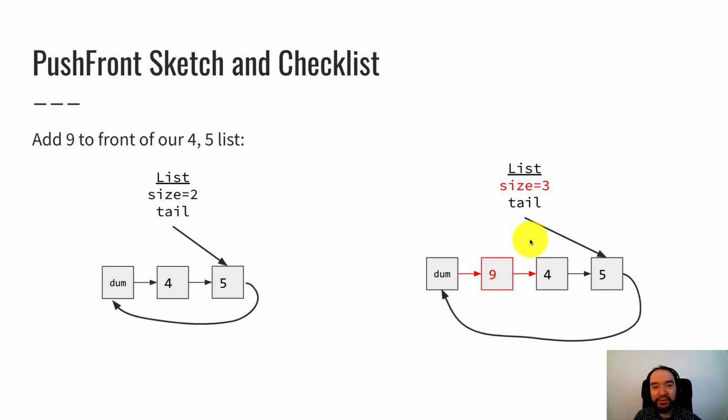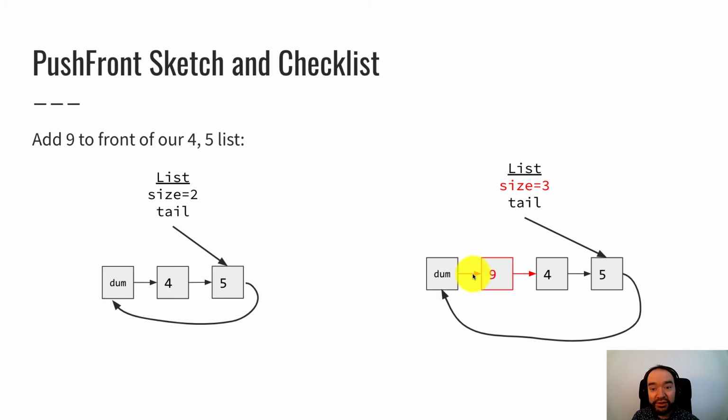On the right-hand side is what that list should look like after adding the number 9 to the front, push front of 9. So size needs to be incremented to 3. Little detail, don't want to forget that. And there needs to be a new node, and that new node needs to be in the front position, which means it needs to be after the dummy node and before the old front. So before the 4 and after the dummy needs to be 9. That means we need to create this 9 node. 9's next needs to point at the 4 node, and dummy's next needs to point at the 9 node.